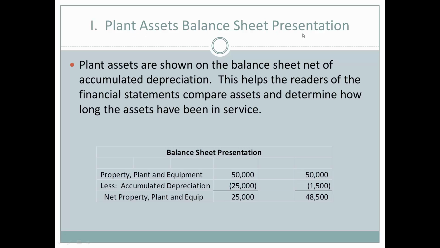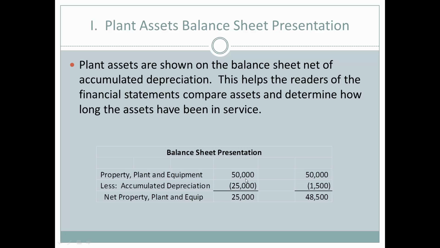Plant assets, a balance sheet presentation. Plant assets are shown on the balance sheet net of accumulated depreciation. This helps the readers of the financial statements compare assets and determine how long the assets have been in service. So a balance sheet presentation, if we have property, plant, and equipment of $50,000 and accumulated depreciation of $25,000, we will show net property, plant, and equipment of $25,000.